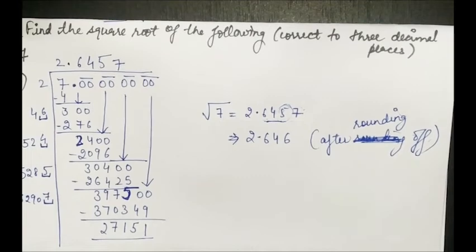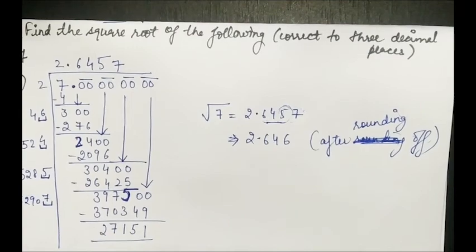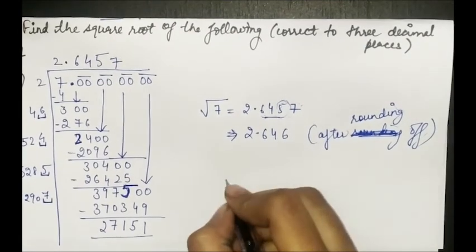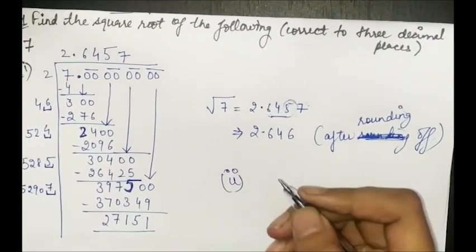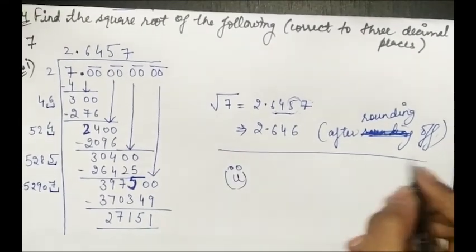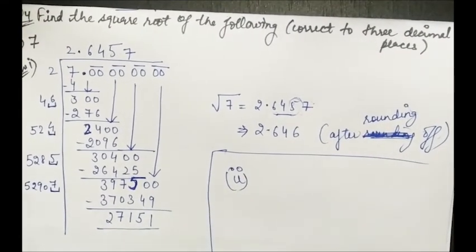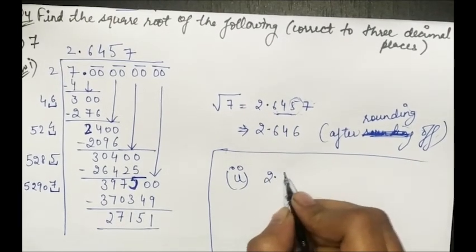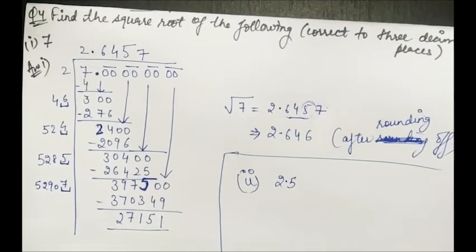And now you have to do the rest of your parts on your own. I'm just writing like this. You have to do it, but I am not telling you how, and I am not writing here how the solution goes. So the next part is 2.5.